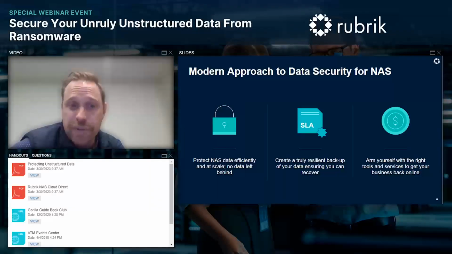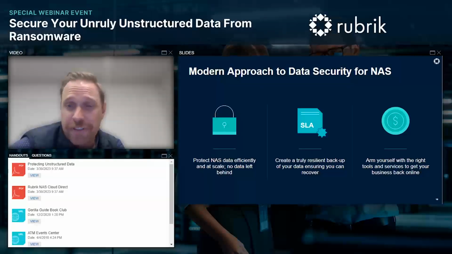So that's what we do. We protect your NAS data, any size, with no data left behind. We're going to back it up, protect it, and give you the ability to recover that data with the speed and the SLAs that your organization requires. And lastly, we're going to give you those ransomware investigation and sensitive data discovery tools.